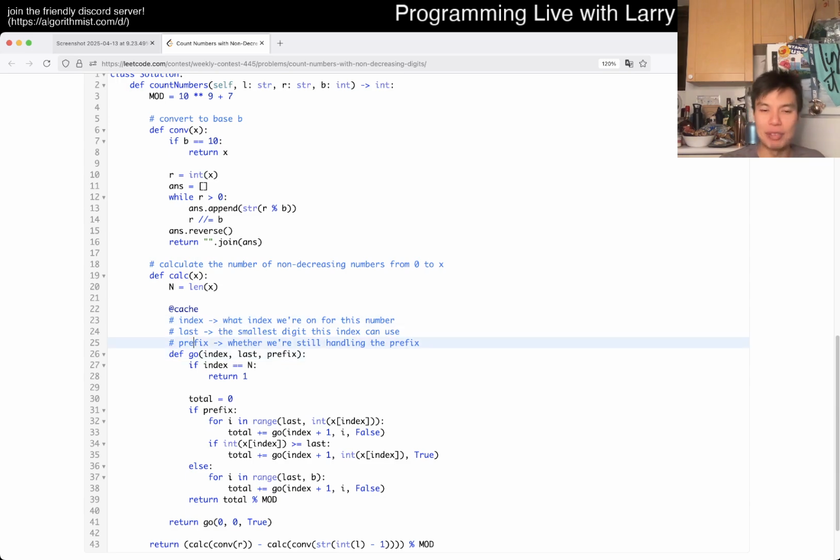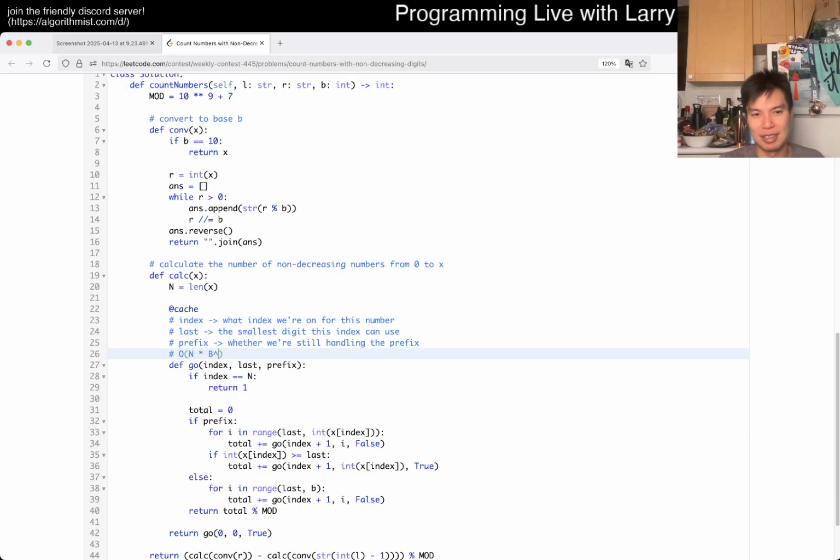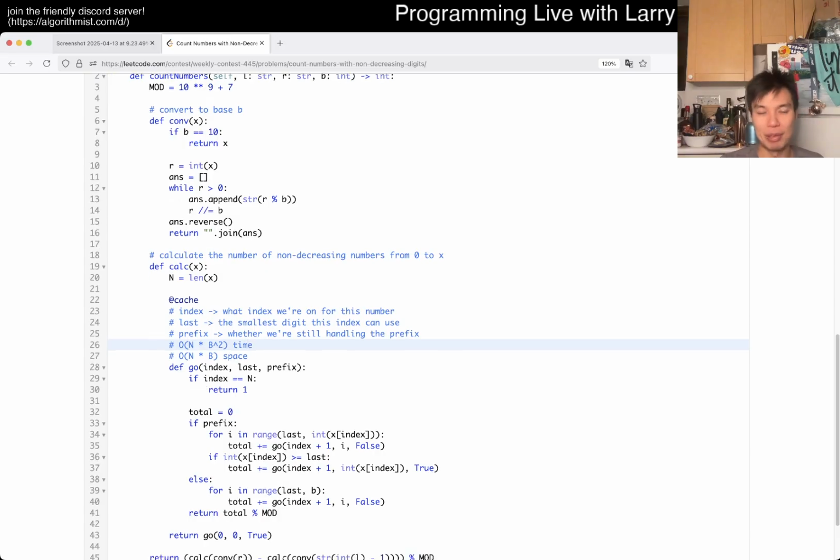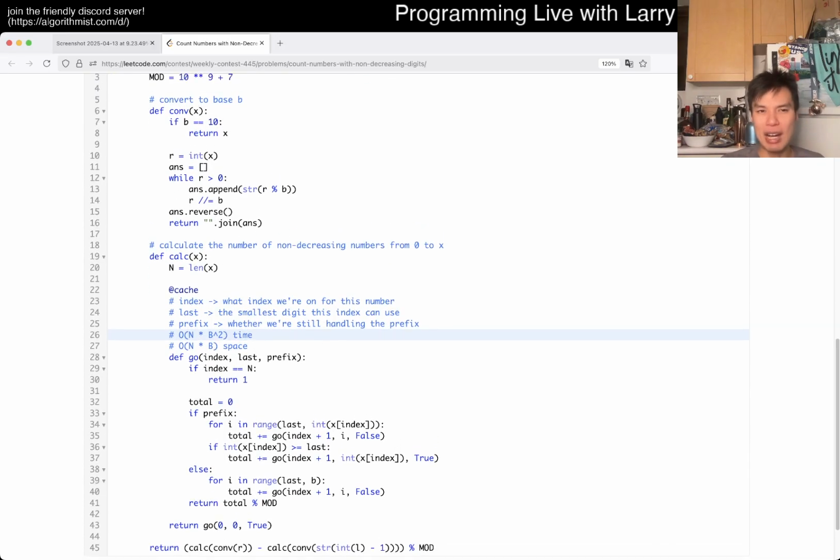So that's the number of states. But of course, we do have a for loop in each of these. So it's going to be technically O of n times b times b. Yeah, I'll just write it out. Time, and O of n times b state, right? Space, not state. Well, maybe both. But yeah, that is all I have for this one.